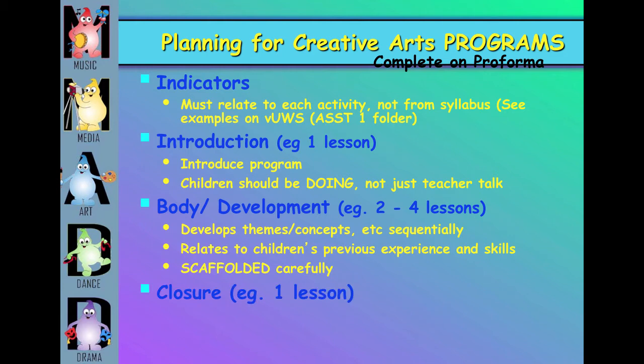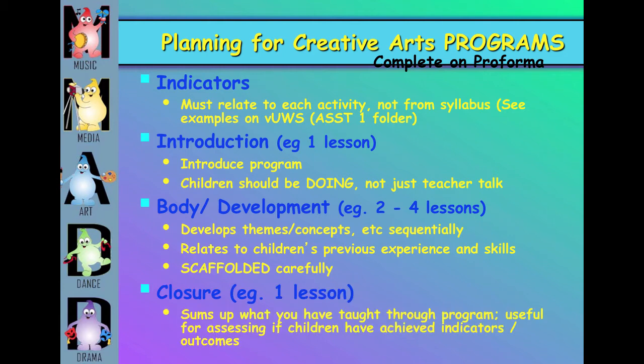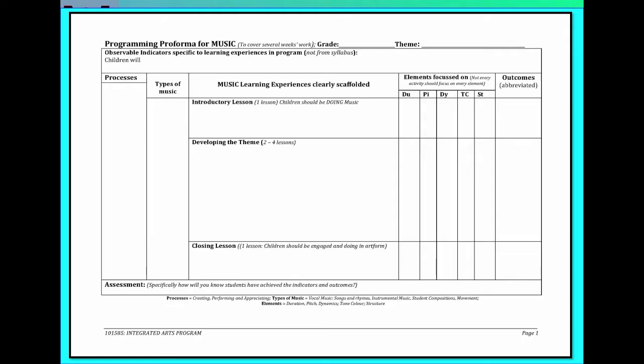When you tie up your program with your closing lesson, you need to sum up what you've taught through the program. And again, the children must be doing, not teacher talking or children sitting reflecting. It's very useful for assessing if children have achieved the indicators and outcomes. Here's an example of the artform pro forma.